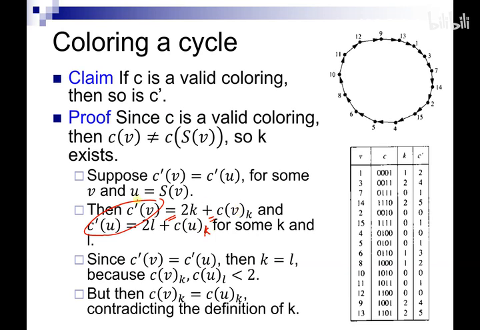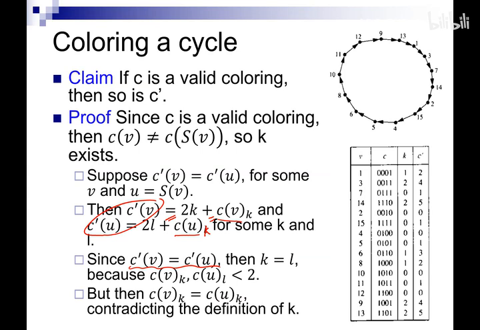Again, that's because C prime of V equals C prime of U, and so 2L must equal 2K, and so these two things have to be equal, and also L equals K, and so therefore we get that U and V are actually the same in their kth bit. But this is a contradiction because we defined K as a bit where U and V's colors actually differ. Where the current color of U and the current color of V actually differ in the kth bit. And now if we assume this, then we must have that U and V have the same bit in the kth digit.